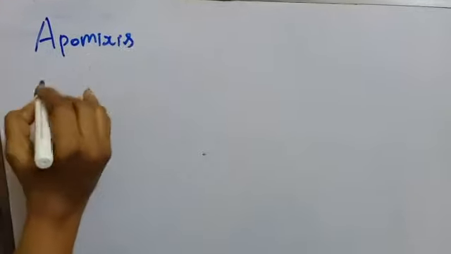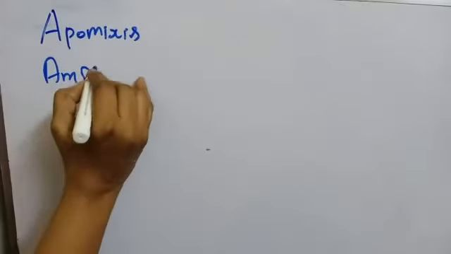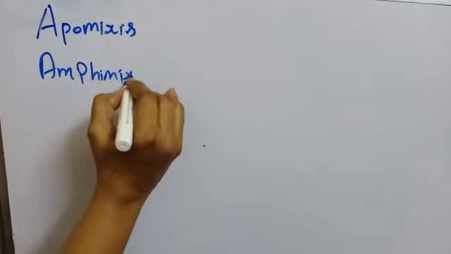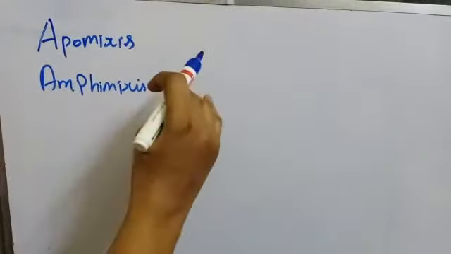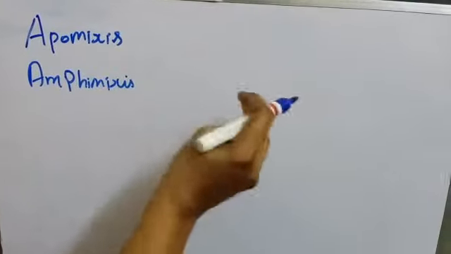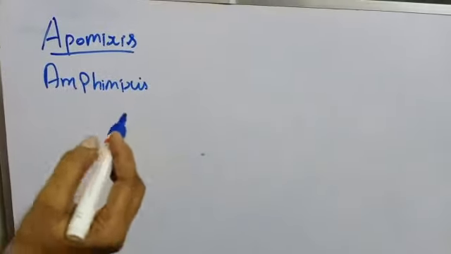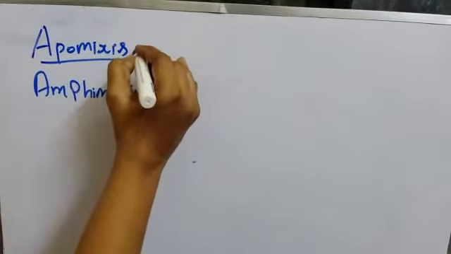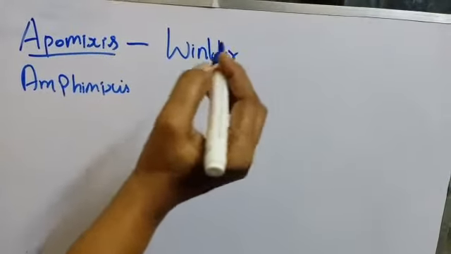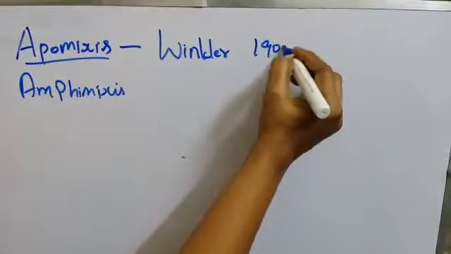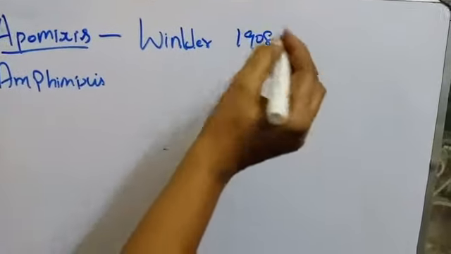Next we will see apomixis. Before that, you must know what is amphimixis. What is meant by amphimixis? Fusion of male gamete with the female gamete, that is syngamy or fertilization, is called amphimixis. Then what is apomixis? First we will see who introduced the term apomixis. Introduced by Winkler in the year 1908.